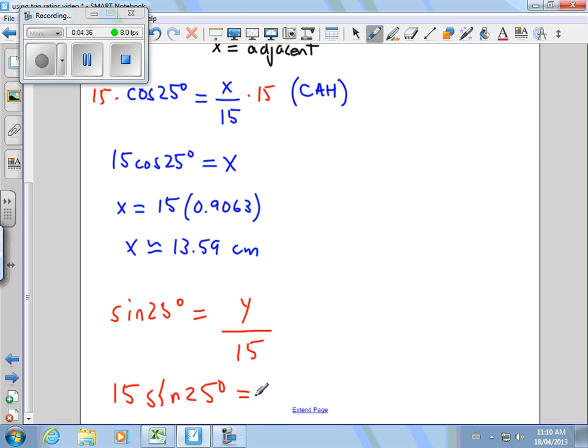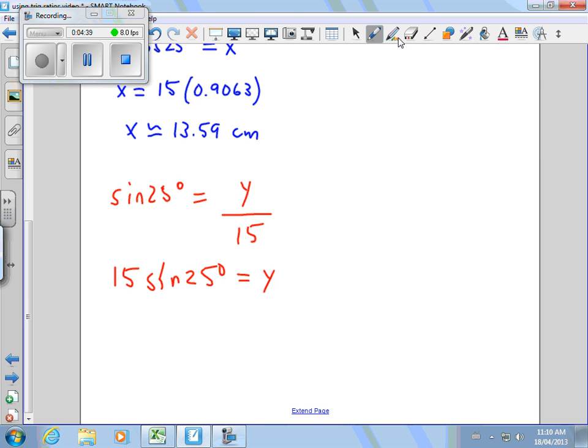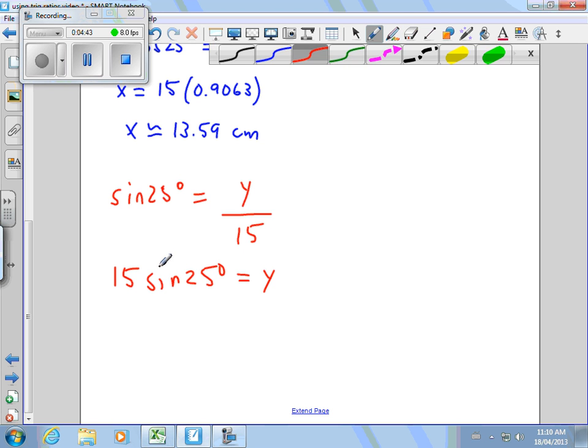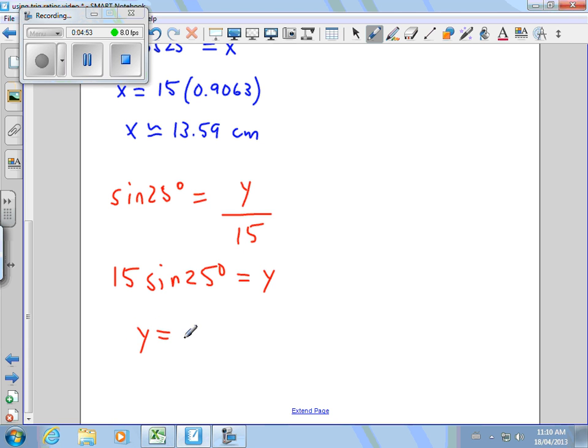Sine of 25 degrees is equal to y. That's my exact answer. Again, it looks terrible. Maybe Mr. Miller's right. Okay, and so that's exact. Approximately y would equal 15 times, when I type sine 25 in my calculator, I get 0.4226. The opposite side is about 0.42 times the hypotenuse. And so when I work that out, I get 6.34.